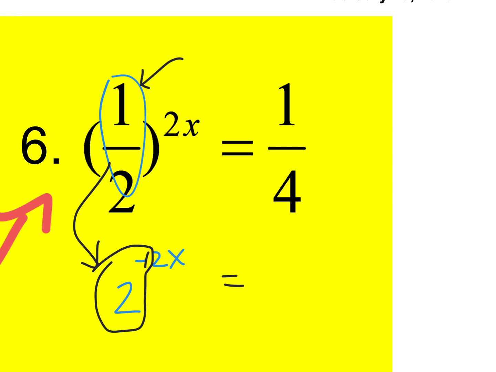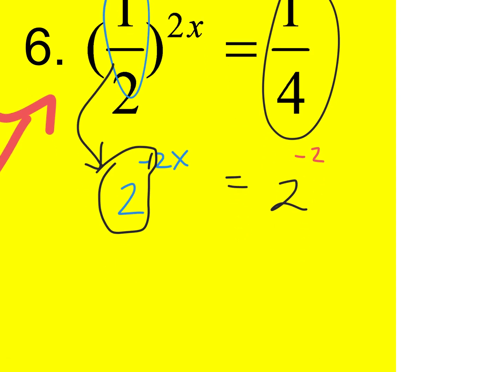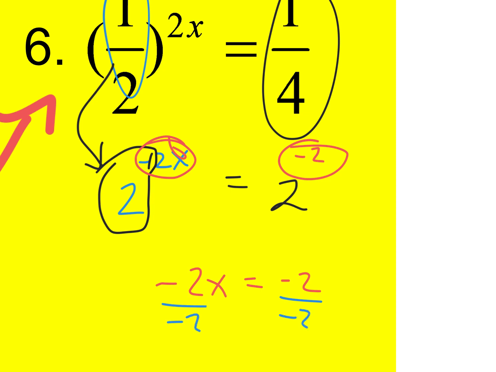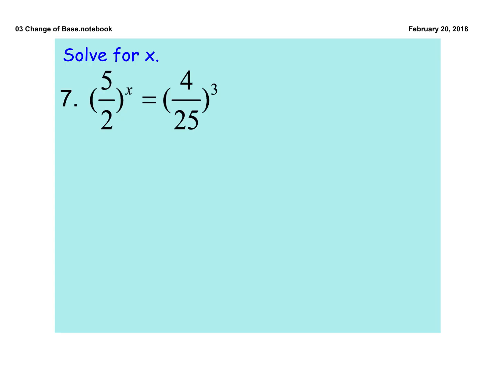Okay, then over here, 4, I got to make that into 2 also. Can you do that one, Jack? -2. The negative makes it flip into 1 over, and 2 squared is 4. Perfect. And now -2x is equal to -2. Divide both sides by -2, and x equals 1. Who had that one right? Cool.